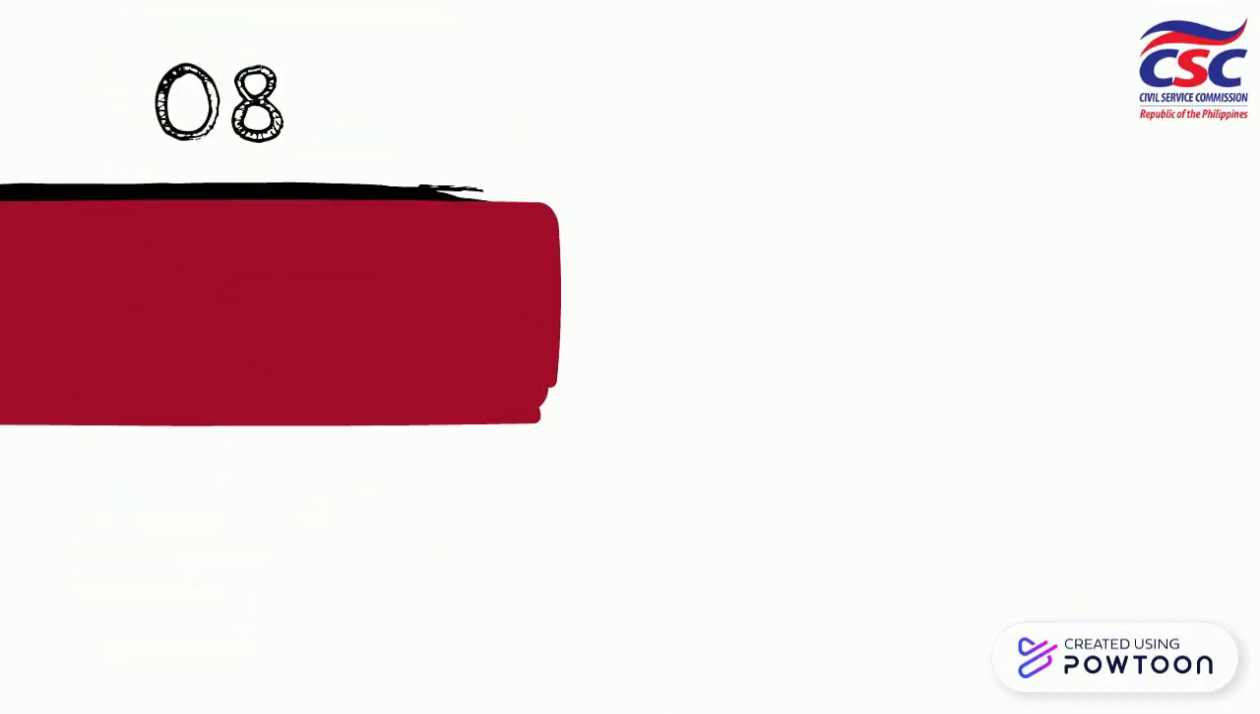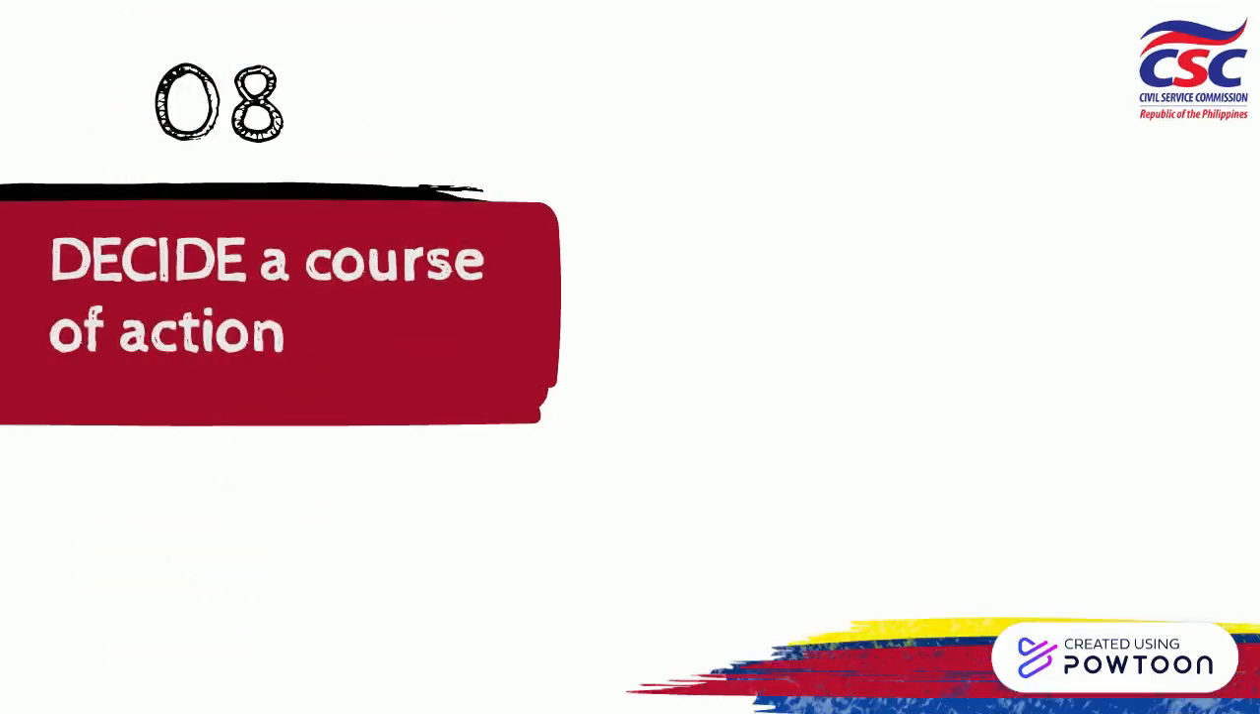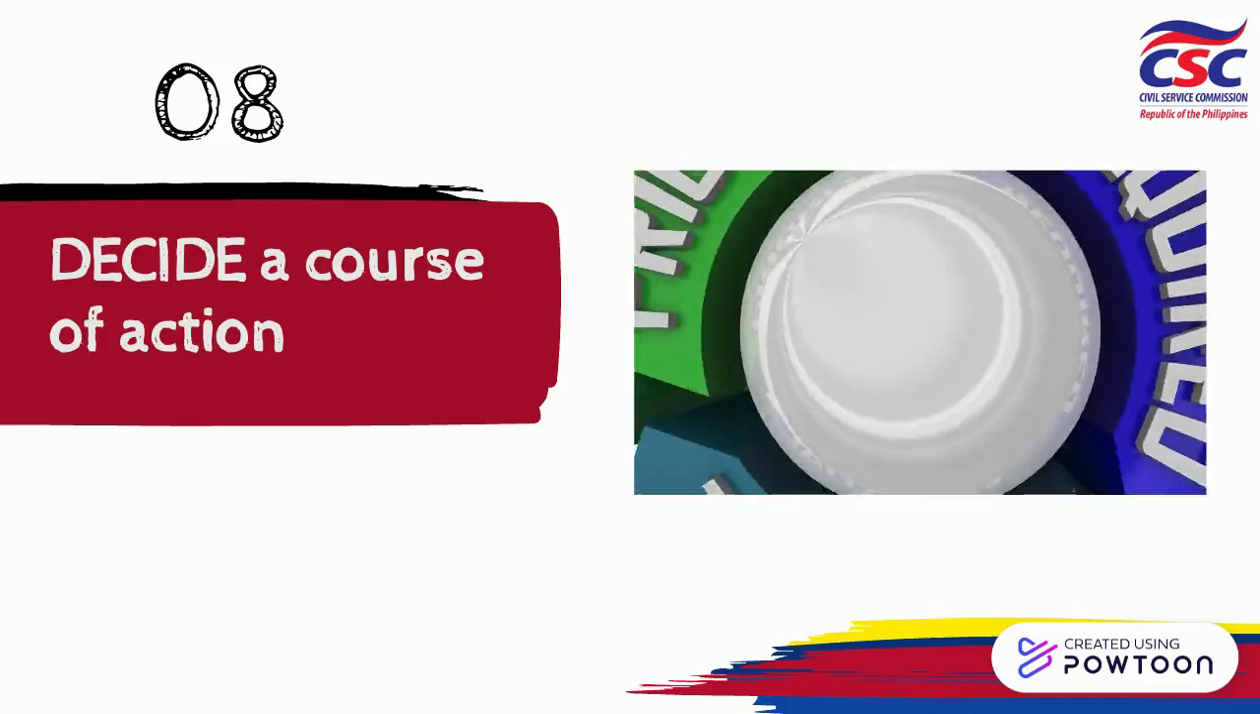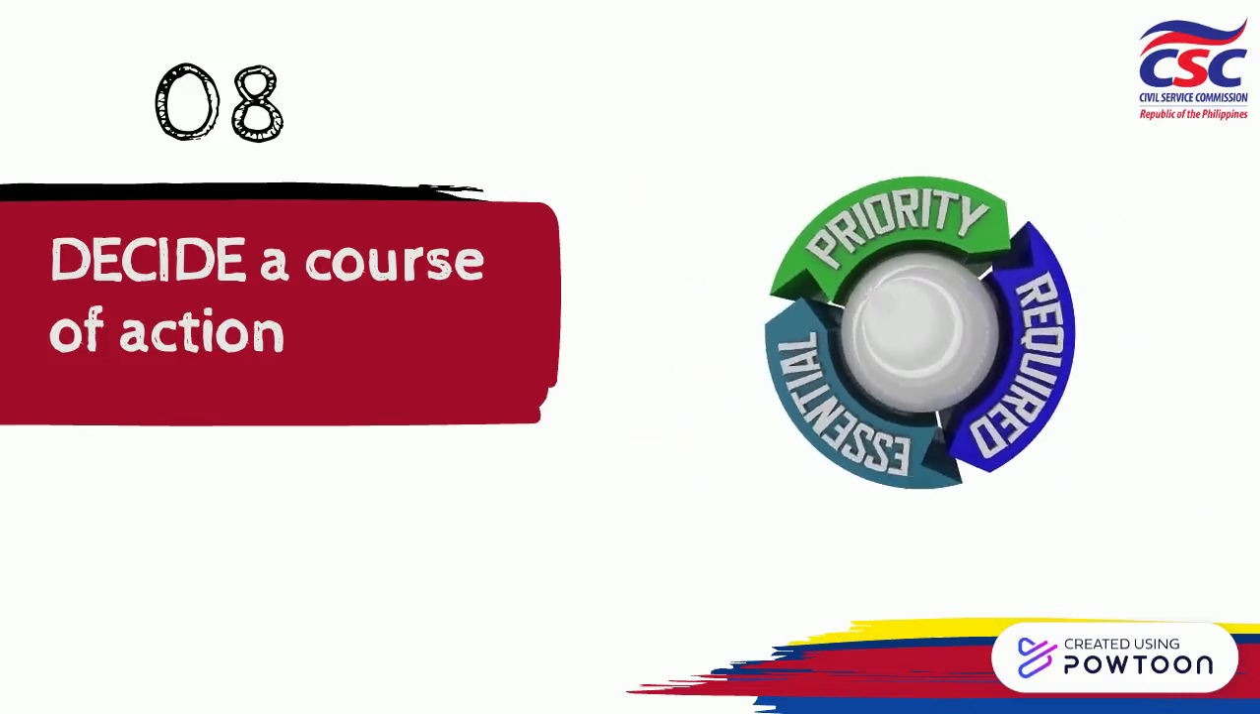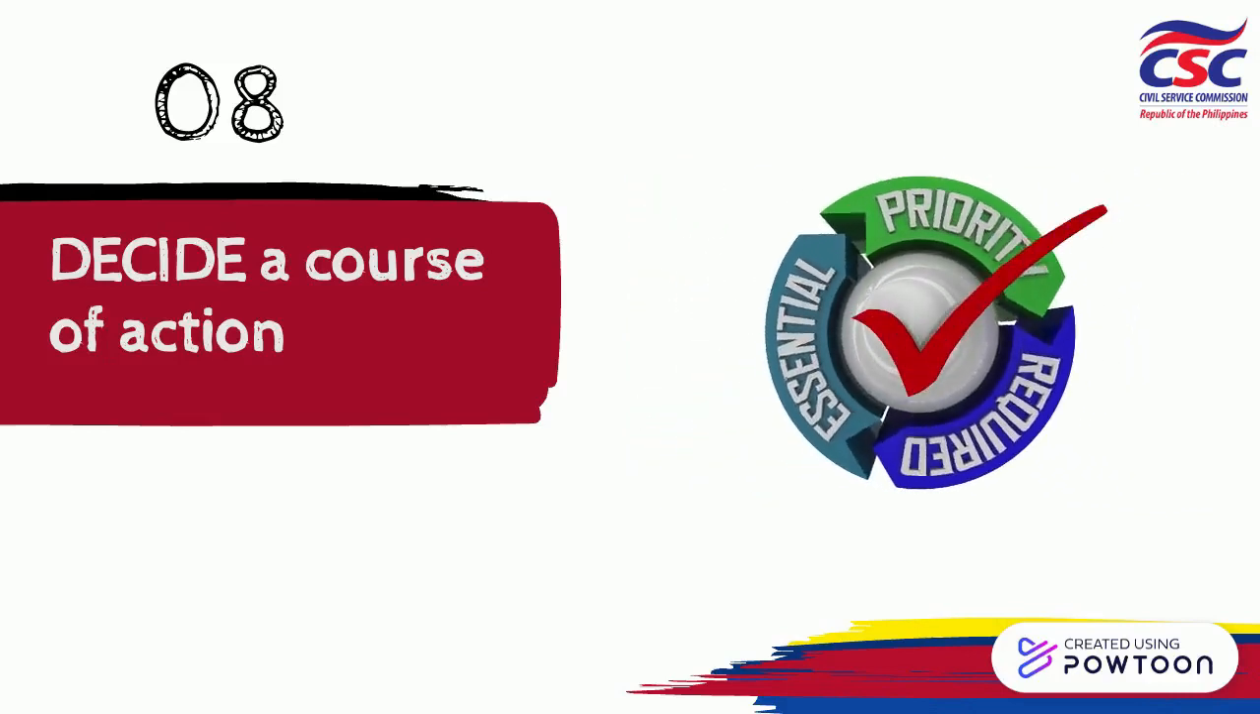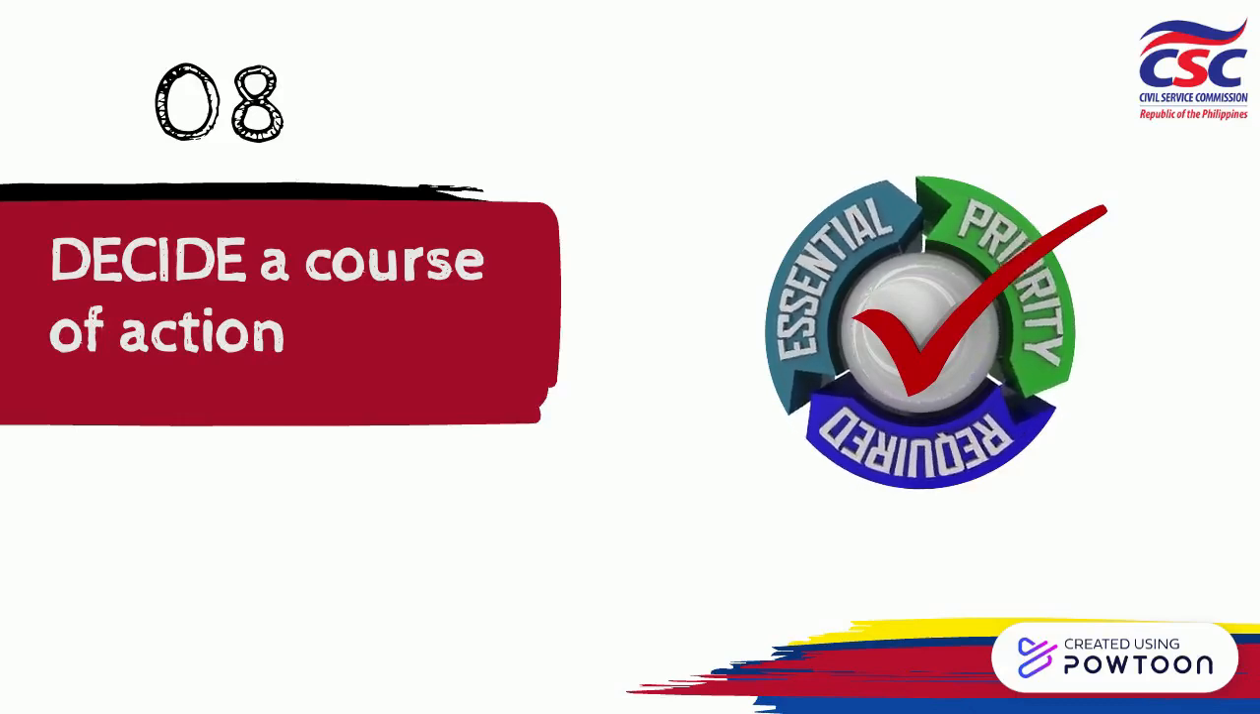Checkpoint number 8. Decide the course of action. At this point, there's nothing left but to finally make your decision. Most of the time, this step is often overlooked. You know the decision, but you have to finally make it happen. This action is important and you have to be the one to do it.